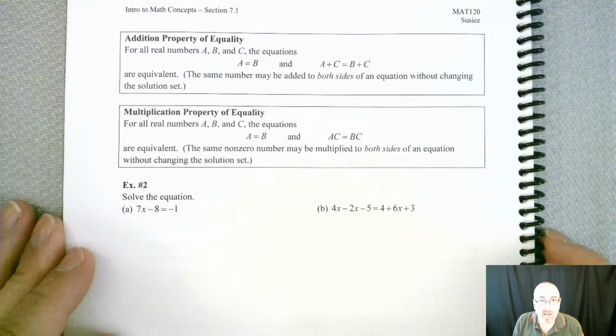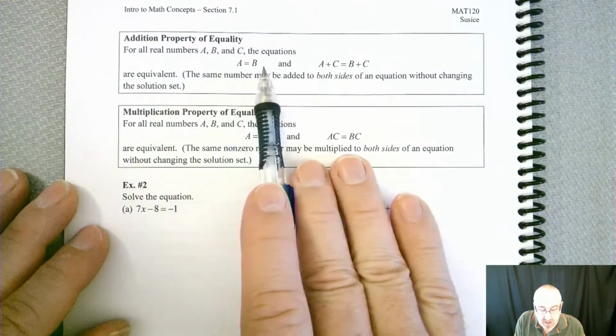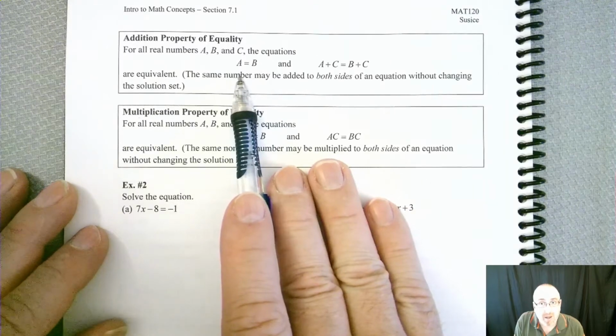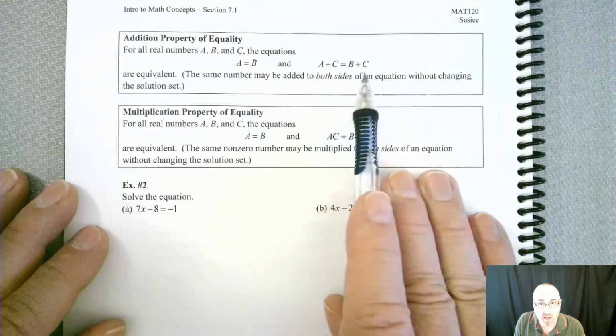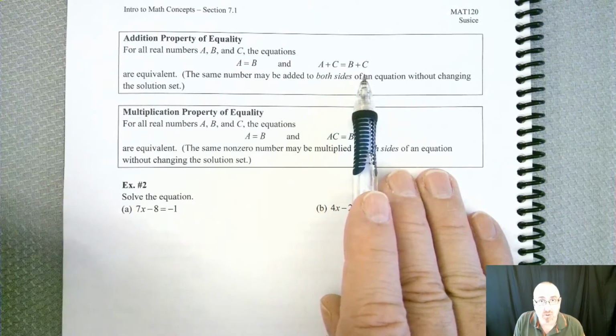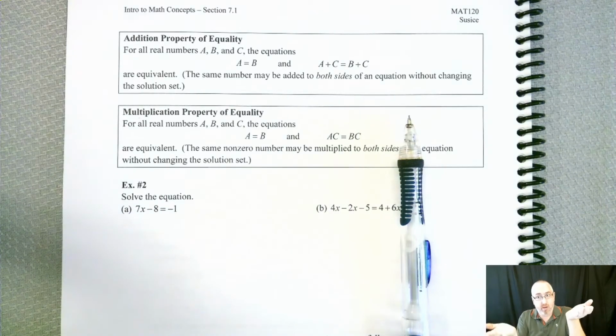So the first one is the addition property of equality, which basically states that if you have an equation to start with, you can add the same thing to both sides of the equals and it's still a true equation. So think of it like a balance scale. It's balanced to start with, so if you add weight to one side, you better add the same weight to the other side to keep it balanced. Otherwise it's not balanced. So that's the idea.